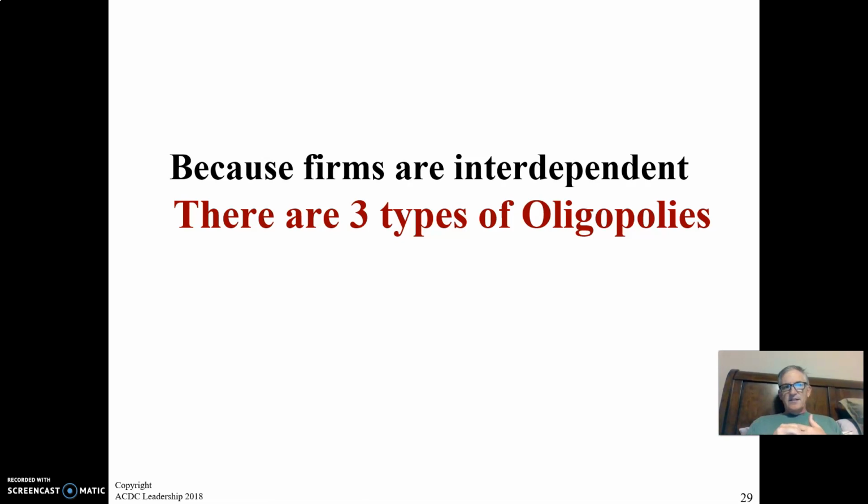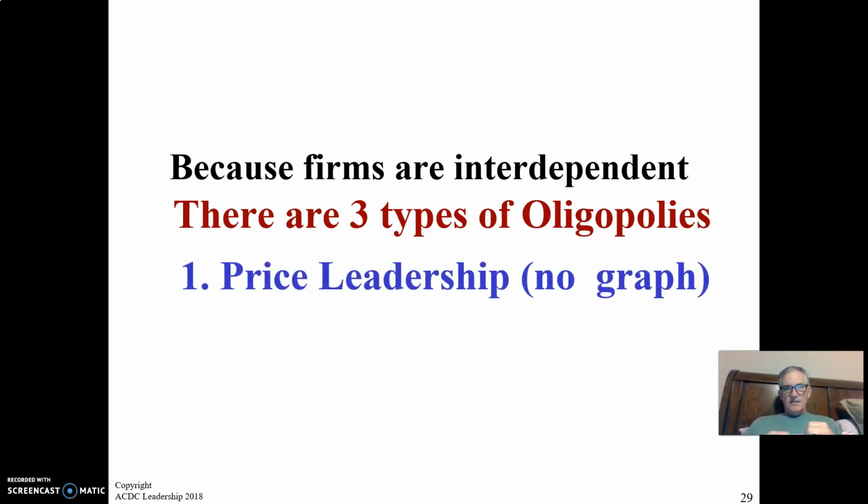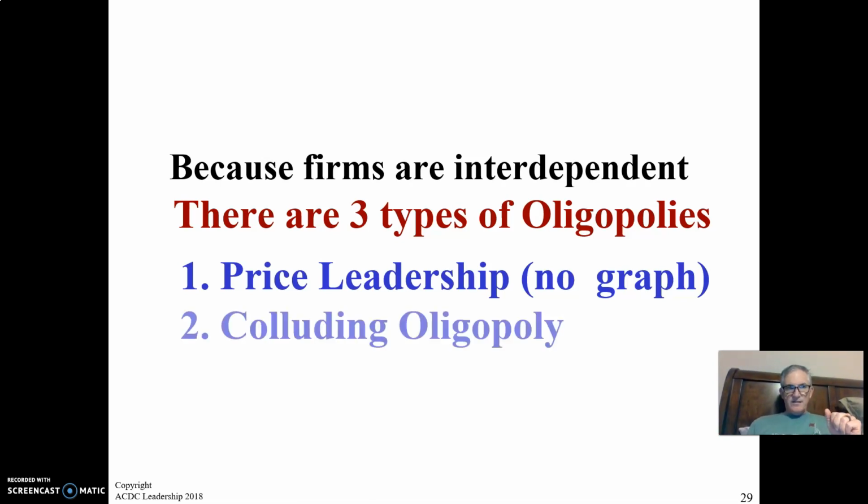All right, because firms are interdependent, you're going to see three different types of oligopolies. The first one is price leadership. Price leadership has no graph. This would be an instance where someone had a dominant strategy, your QT sitting on one corner, there's a mom and pop's gas station sitting on the other corner, and because he has the price leadership, he basically prices on his dominant strategy and doesn't have to worry about what the other one's doing. Therefore, there is no graph. We'll talk just a touch more about that here in a second.